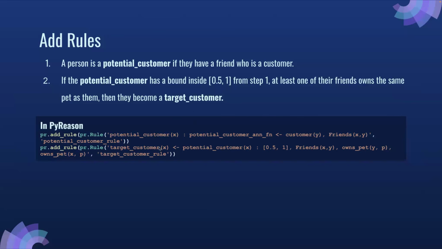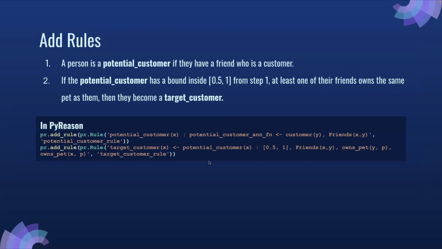So again, target customer is the head of the rule, and it is only satisfied, which means that it's going to modify or create predicate bounds, 0, 0 being false, 1, 1 being true, and so on and so forth. PyReason allows there to be a range in between. It's only going to modify this target customer rule from 0, 1, which is the default, to 1, 1 if the potential customer bound is in between 0.5 and 1, and also if one of their friends who is a customer owns the same pet as them. This will make more sense when we get to use it on our real world example, but this is an overview of the rules we're going to add to our graph.